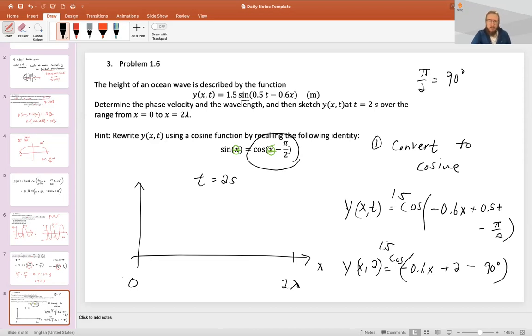Okay. So now, yes, that's what I got as well. So now, the things that we want to know, you want to be able to figure out what the wavelength is. So figuring out what the wavelength is and how to plot this. So what should we do in order to determine that piece of information?